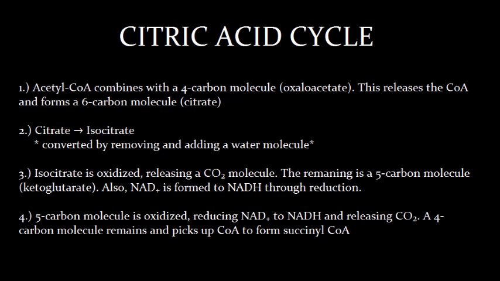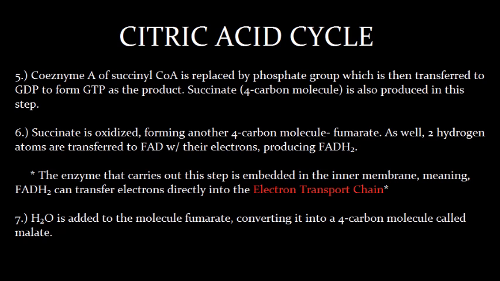Step 4. The 5-carbon molecule is oxidized, reducing NAD+ to NADH and releasing carbon dioxide. The 4-carbon molecule that remains picks up CoA to form succinyl-CoA. Step 5. The coenzyme A of succinyl-CoA is replaced by a phosphate group which is transferred to GDP, forming GTP as a product. Succinate is the 4-carbon molecule produced in this step.